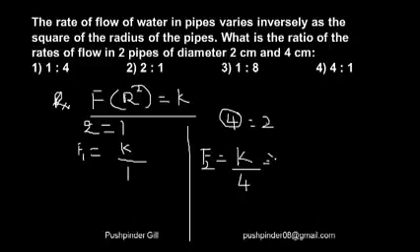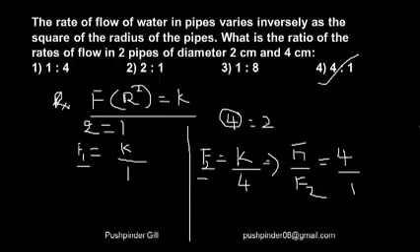Now he is asking you the ratio of their rates of flows. So the ratio of this by this, that means F1 by F2, you have to calculate with diameter 2 and with diameter 4, right? So that means that is going to be 4 by 1. So that is the answer.